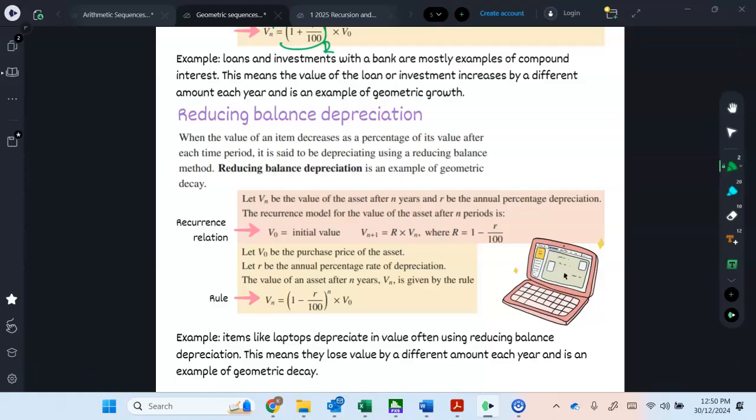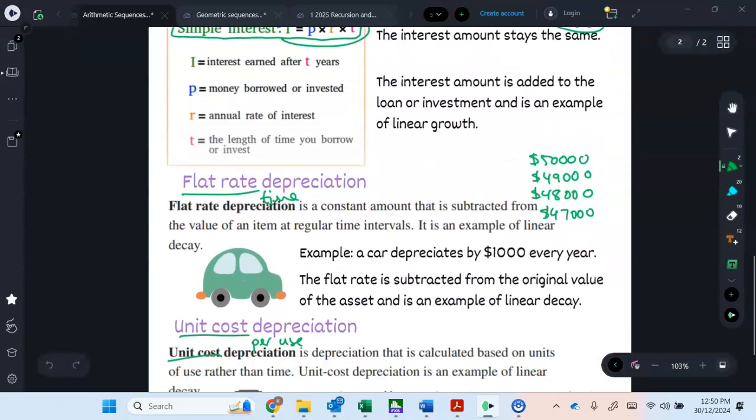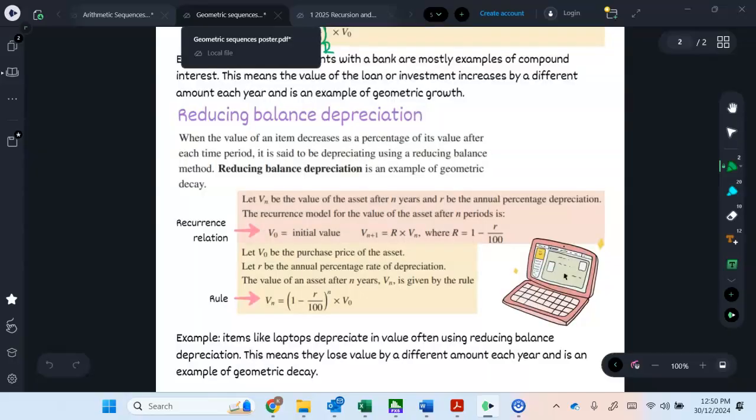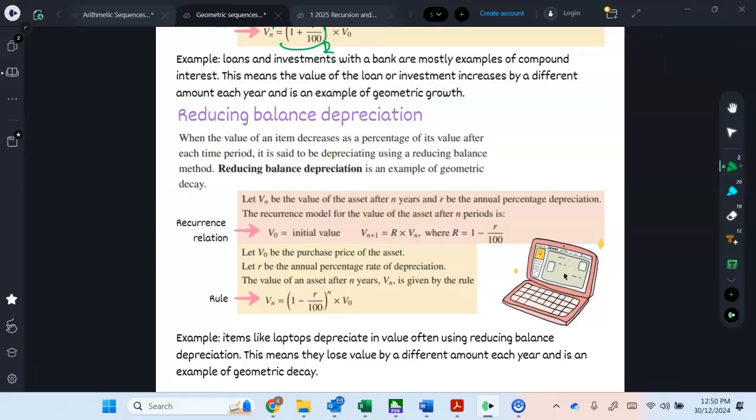Reducing balance depreciation. So looking at the depreciation part now. This is again why it's important to have these side by side, because you might have a question that says using a certain type of depreciation, and you need to know whether that depreciation is an example of geometric or an example of arithmetic. So arithmetic, remember, is flat rate depreciation and unit cost depreciation, whereas geometric is reducing balance depreciation. So good to have them side by side so we can see that.